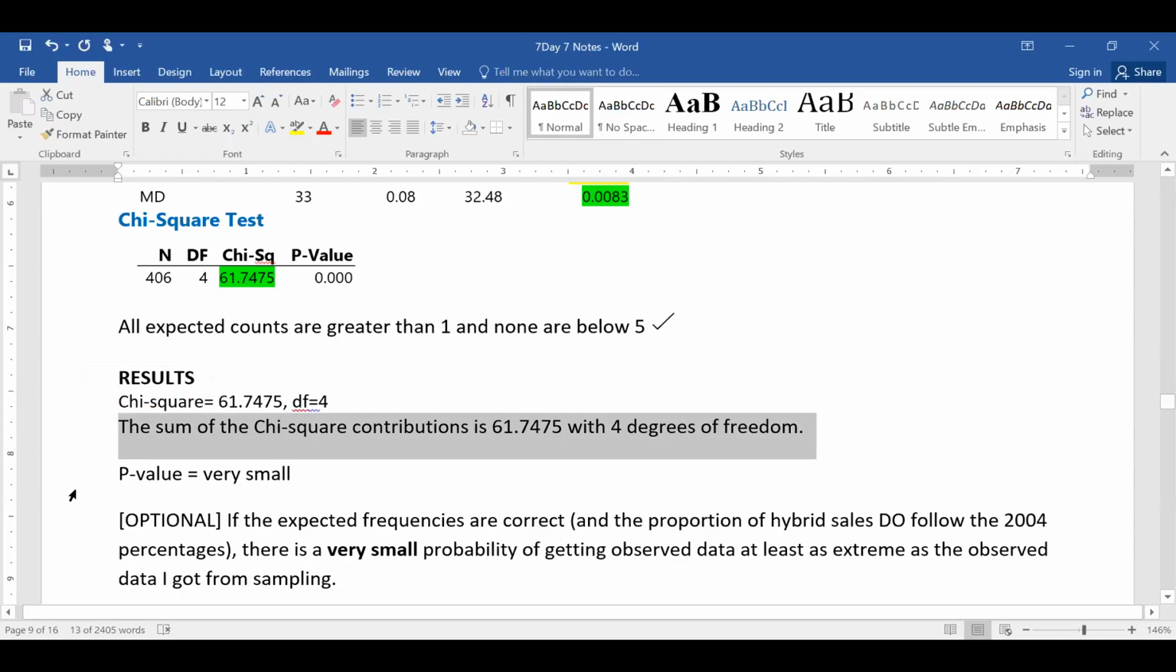But let's do the 3 where we report it, and then we have the write-up, and then we report the p-value, which of course is very small.